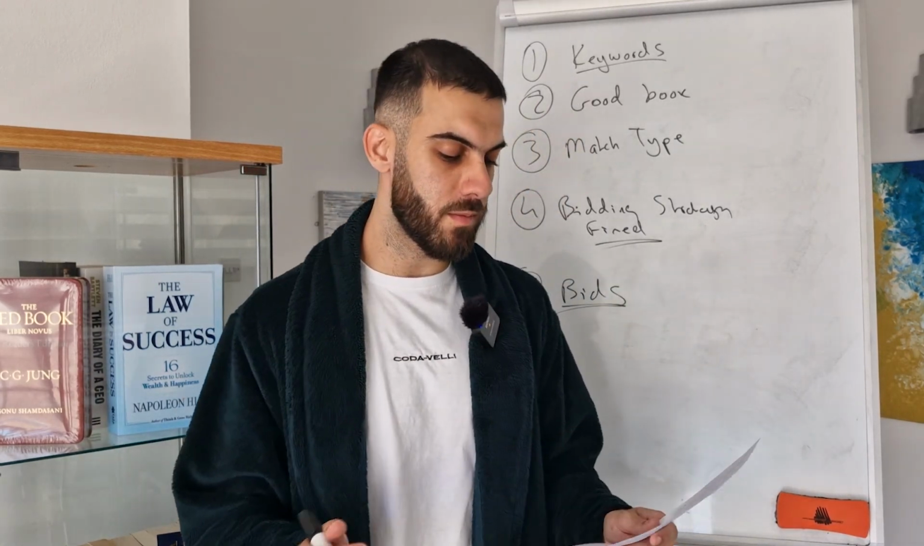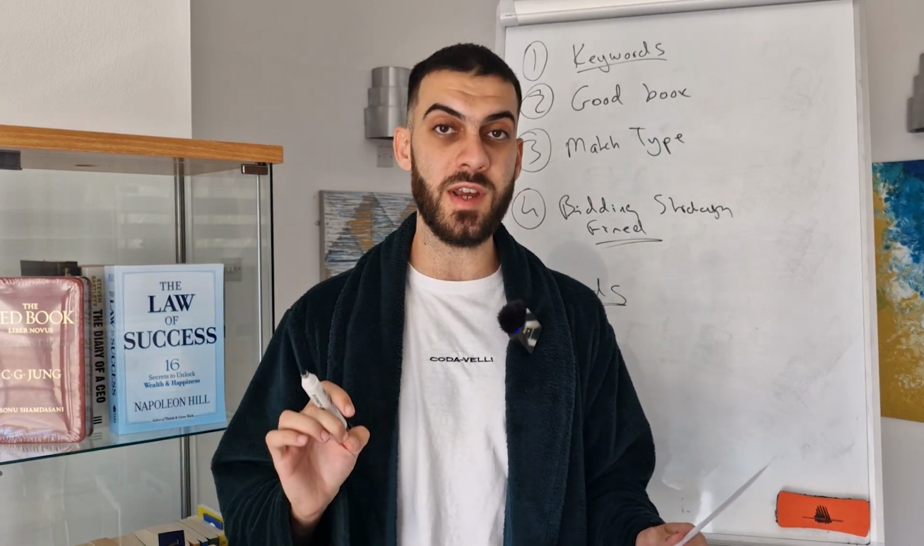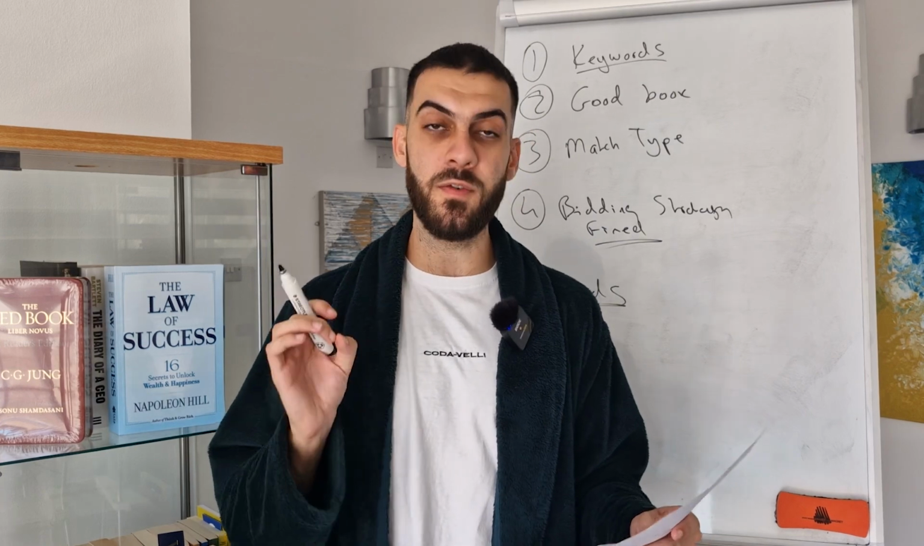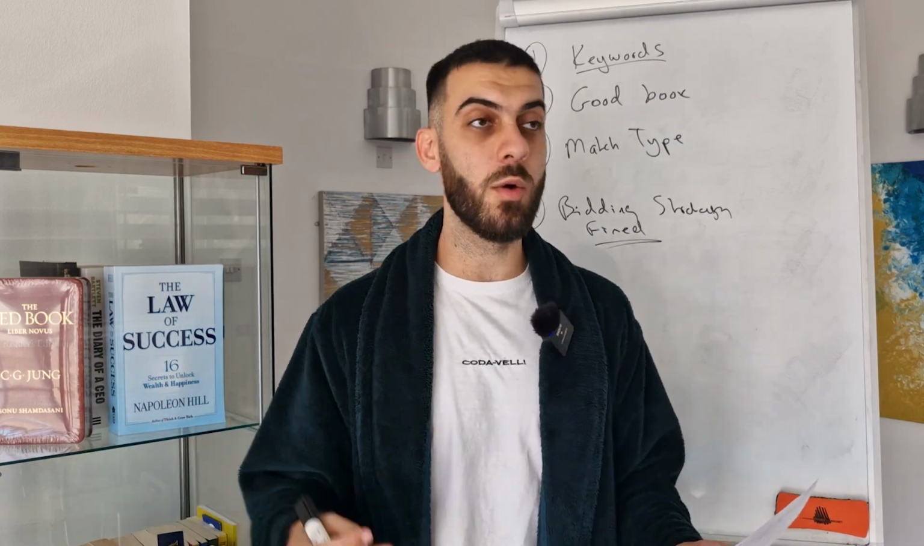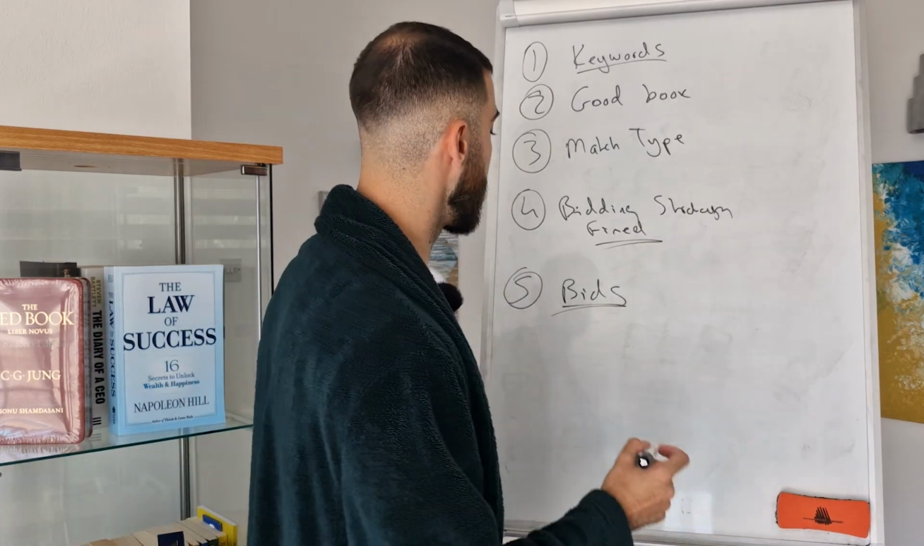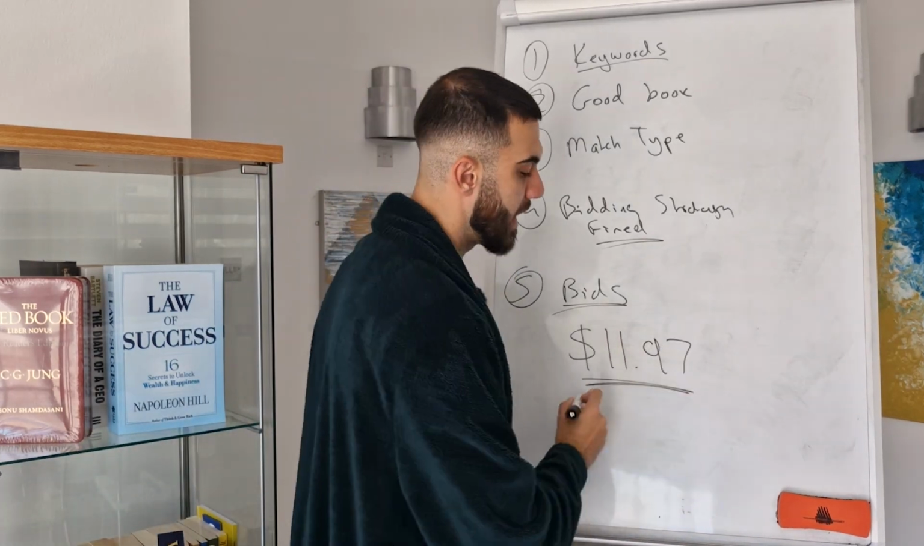Now, a bunch of people are going to say, oh, that's way too high. But guess what? I have 42 clicks for this campaign and 15 orders at 42% ACOS. Now, I know what you're saying: oh, but how much is your book? What's the price of your book? Are you ready? This is the price of my book, $11.97.